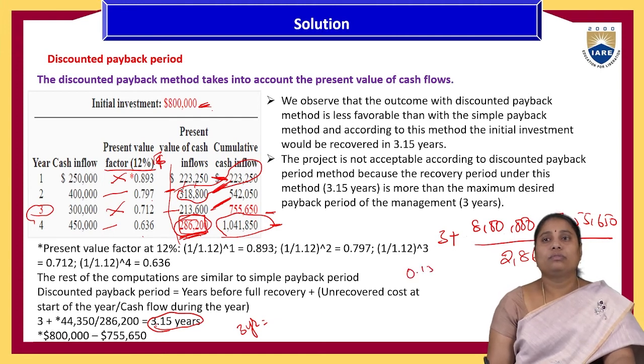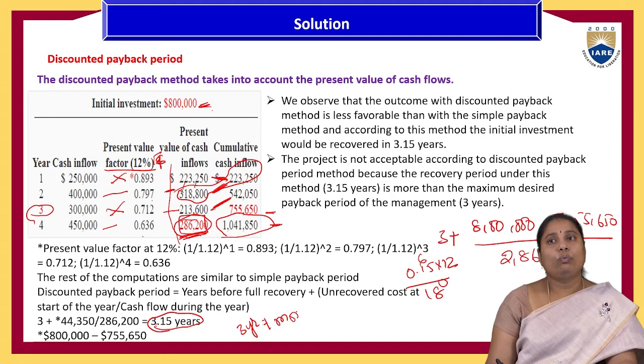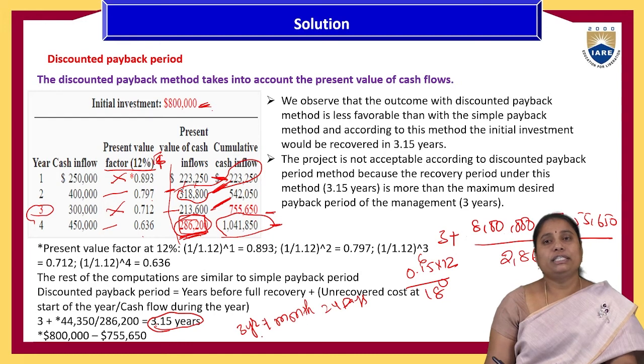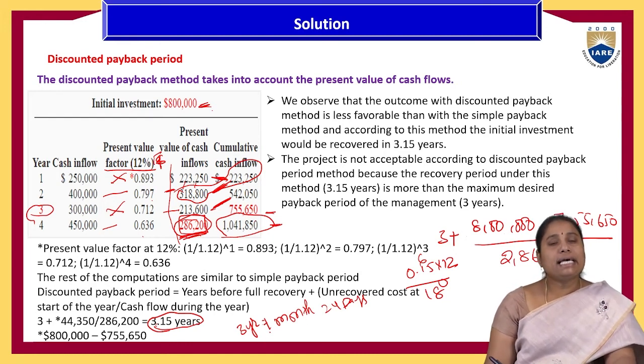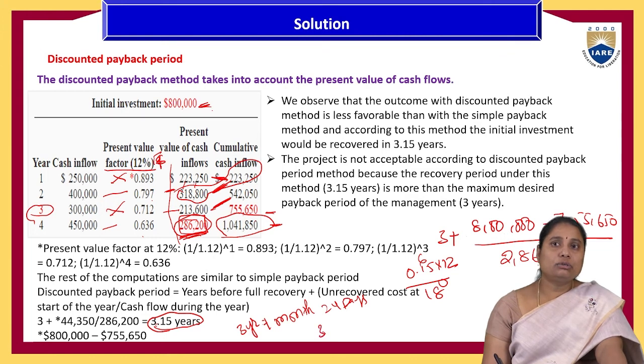That means 3 years, and 0.15 into 12, which means 3 years, 1 month, 24 days, nearly 3 years 2 months time period it will take. But the desired payback period is 3 years only. But with discounted cash flows, it is taking more than 3 years, more than 2 months. So as per this discounted payback period, this project is not accepted.